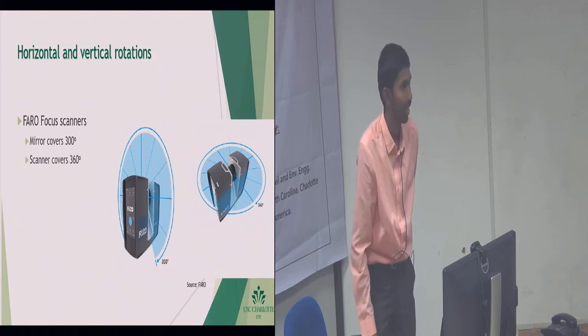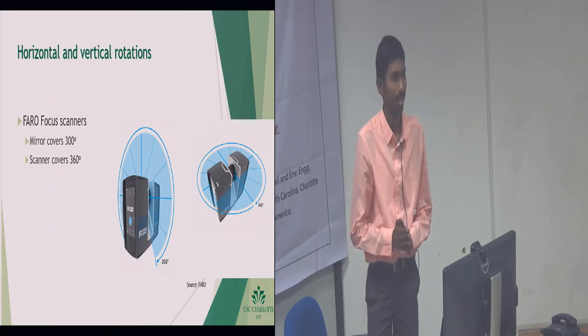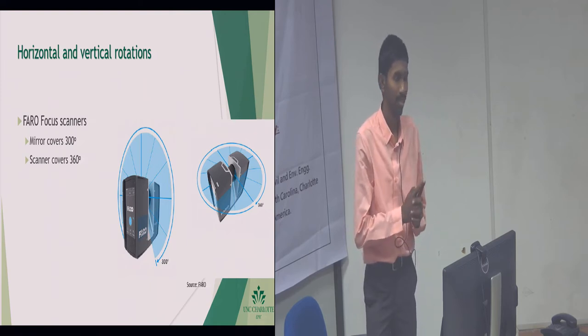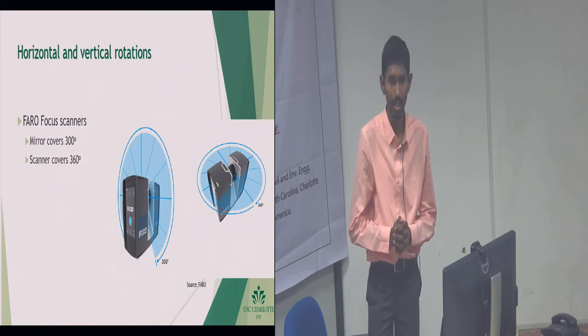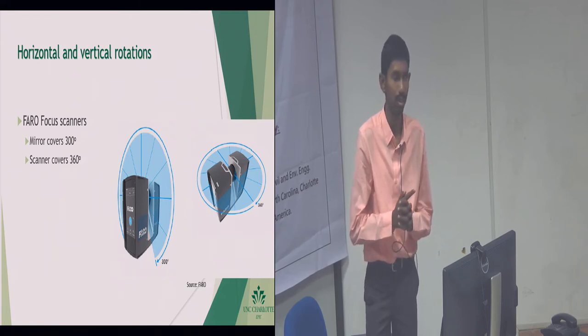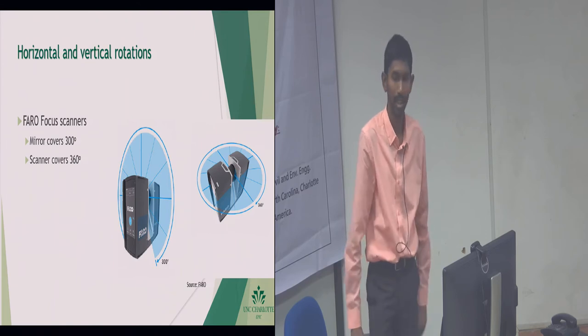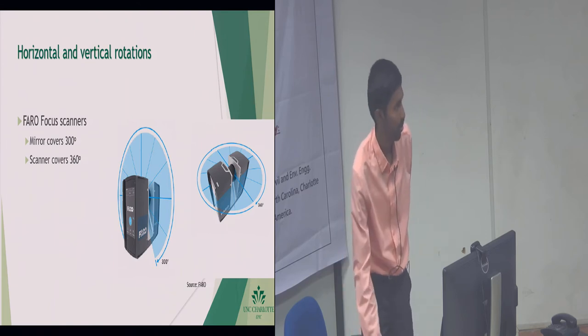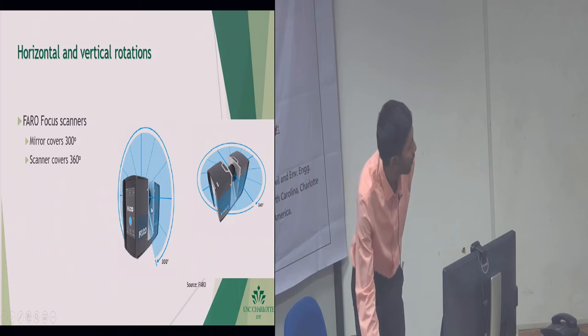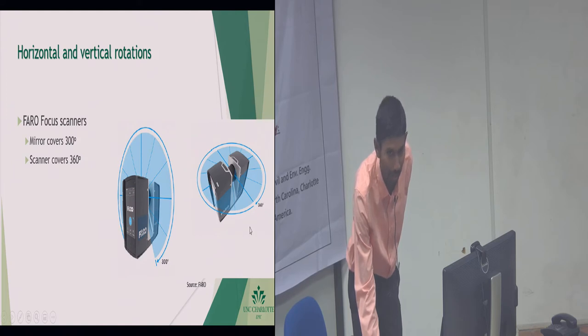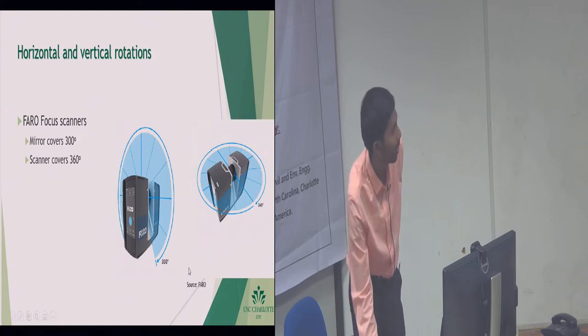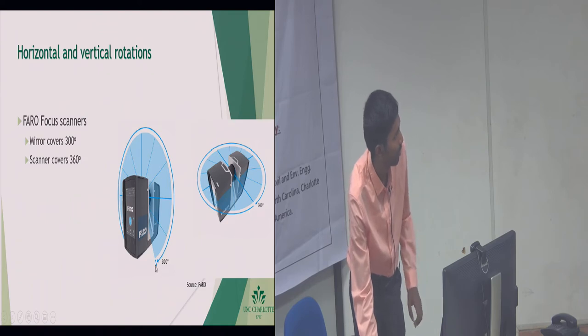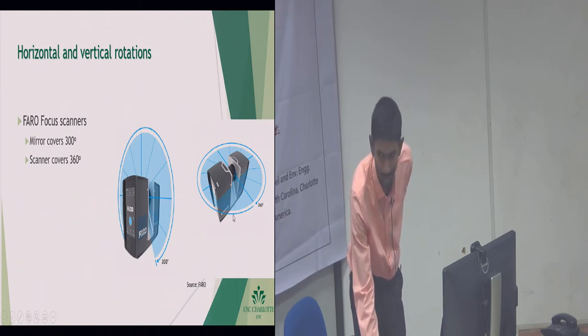Now, how much area can a LiDAR cover? I take Faro as an example. Faro is a LiDAR manufacturer, and for our scans, we use Faro scanners. So I got this example. We have a mirror here, which covers a 300 degree angle in this vertical plane. And the LiDAR scanner itself can rotate 360 degrees. So we get a partial sphere of 300 degrees in this direction and 360 degrees in this direction.